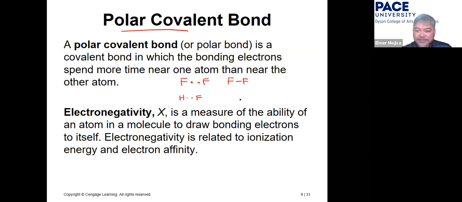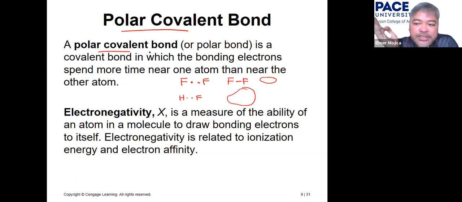What happened here? They found out that if this is HF, you could have an electron cloud like this one here, but if you have it here, you could say that it's like this one, the electrons spend more time in the fluorine. So that's what you call a polar covalent bond. And you only observe it if you're sharing electrons between elements that are not identical. And there's a way to know this polar covalent bond through the concept of electronegativity.